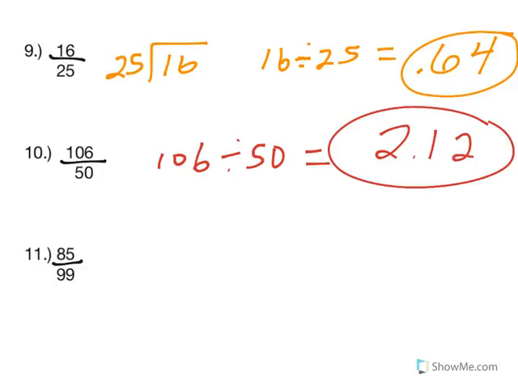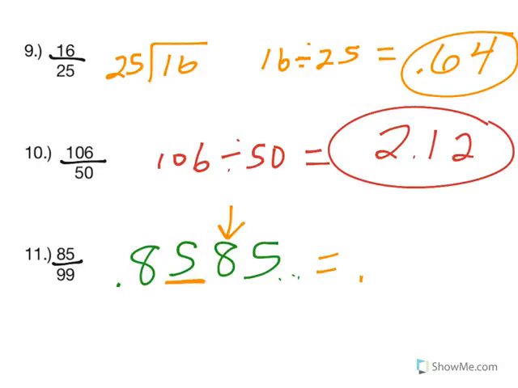In number 11, it comes out not so nicely. You get 0.8585, and it continues on. But we want to go to the nearest hundredth. So 5 is in the hundredths place, and I look at the 8. 8 rounds up, so that is going to round to 0.86. So a little practice on rounding there as well.